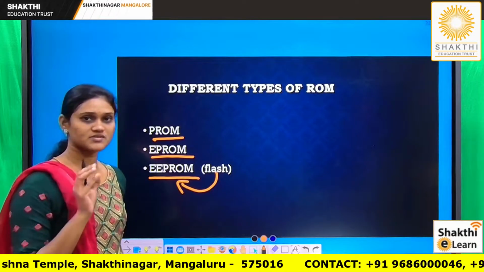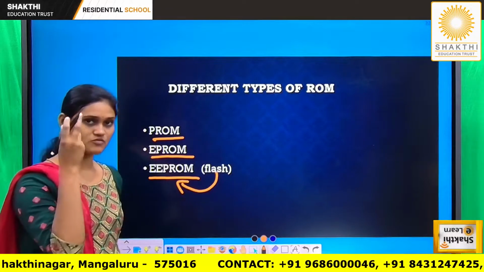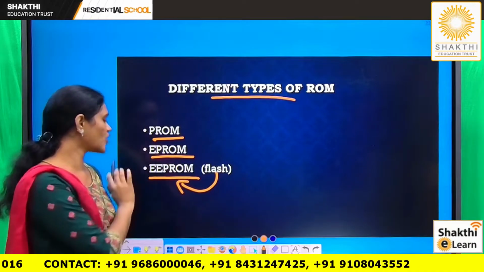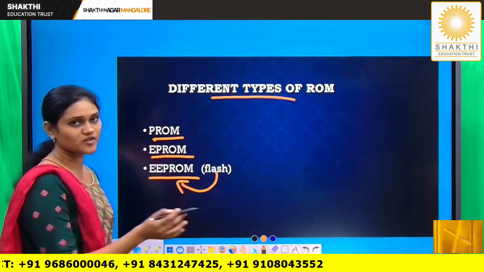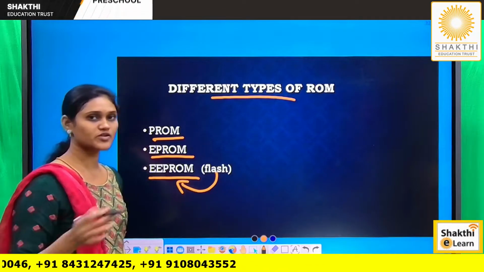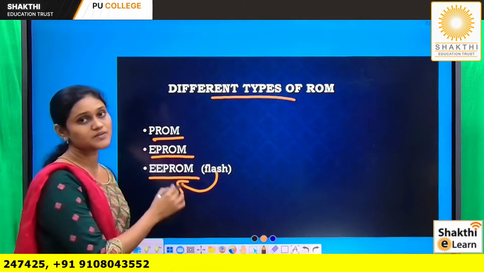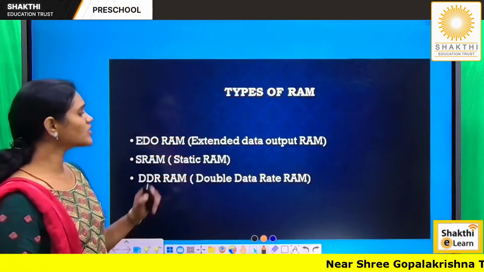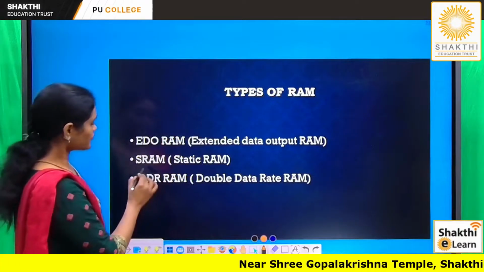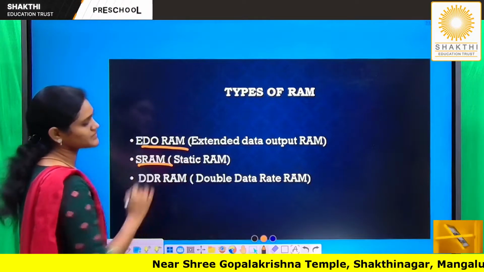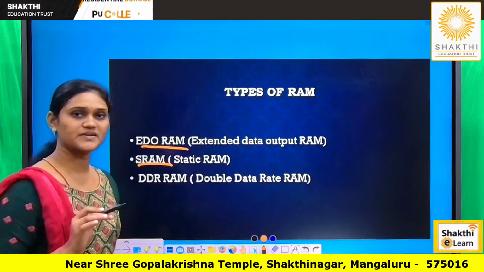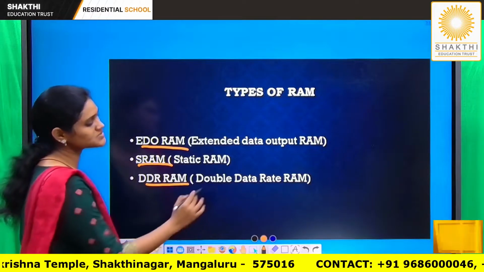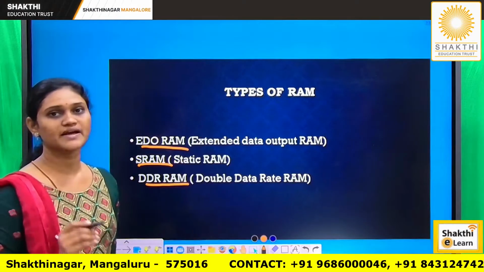That is, you have to learn what is the difference between RAM and ROM, the term volatile, then different types of ROM. You have PROM, EPROM, EEPROM. Programmable read-only memory, electrically programmable read-only memory, electrically erasable programmable read-only memory. So here you can erase the data. Now coming to RAM. Different types of RAM are static RAM, EDO RAM, that is extended data output RAM. It was used in earlier times, now it is not used. Then you have DDR RAM, that is double data rate random access memory.